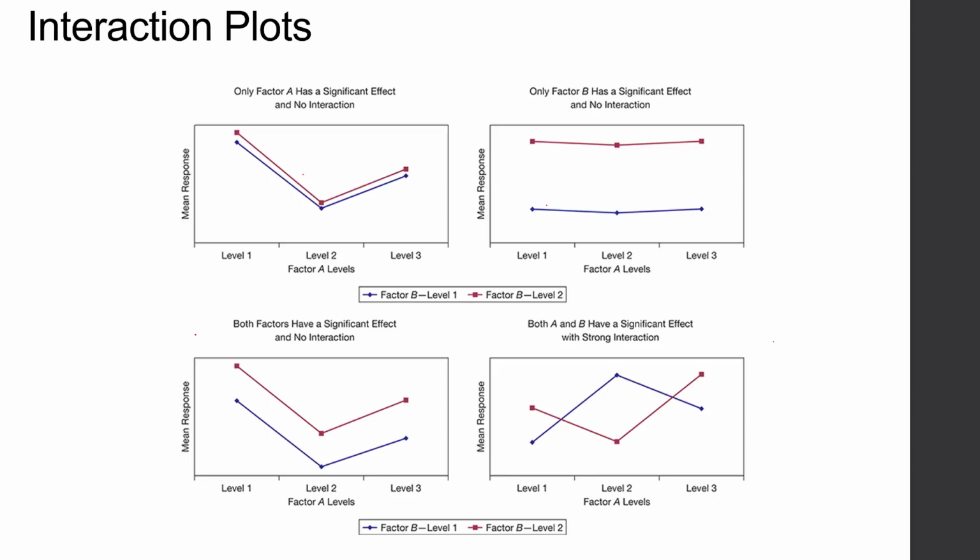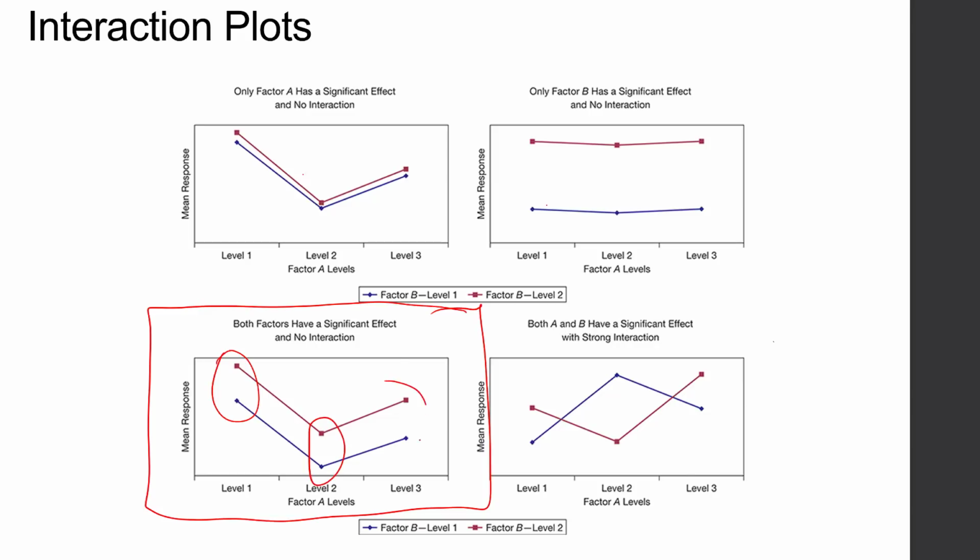Okay, down here on the bottom left, we're going to focus on this plot now. Notice that the means for A do look like they change according to what level of factor A you're on, so it looks like A is significant.